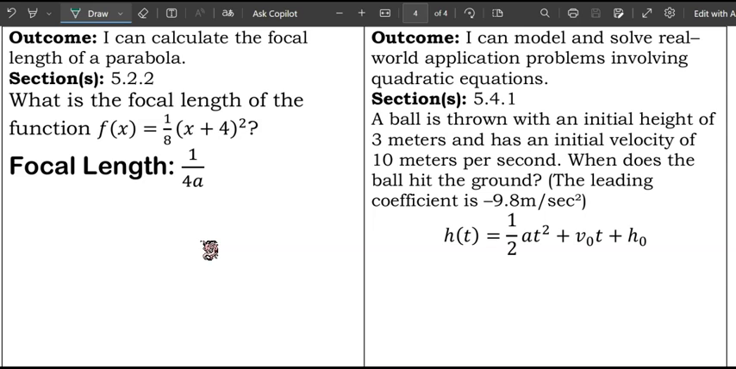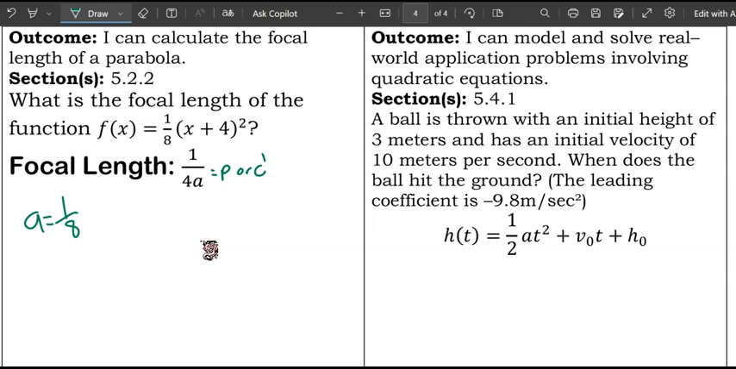Outcome: I can calculate the focal length of a parabola. Refer back to section 5.2.2. What is the focal length of the function f of x equals 1/8 times (x plus 4) squared? The focal length formula is 1 over 4 times a. In this case, a is 1/8. Sometimes they refer to focal length as p or c prime.